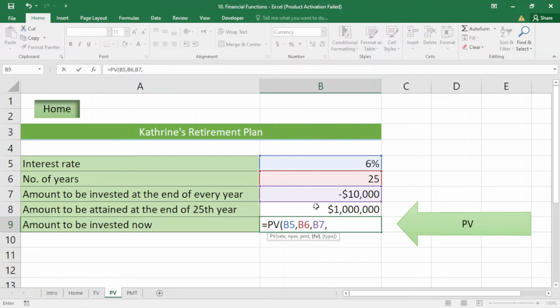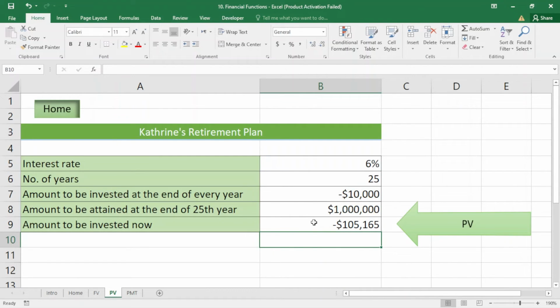In this case, how much should she invest now? So I just select the future value, comma, and here I should put 0 because it's the end of the period. Close the bracket and enter. If Catherine invests now $105, at the end of 25 years she will have $1 million. So it's for Catherine's retirement plan.